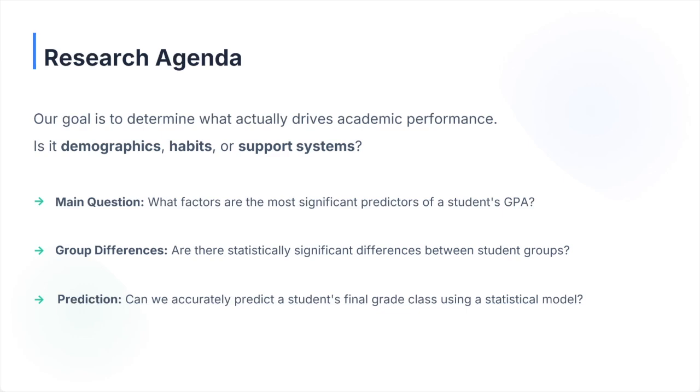To identify that, we broke it up into three questions. The main one being, what factors are most significant predictors of a student's GPA? Then, are there statistically significant differences between student groups? And the prediction, can we accurately predict a student's final grade class using statistical methods?